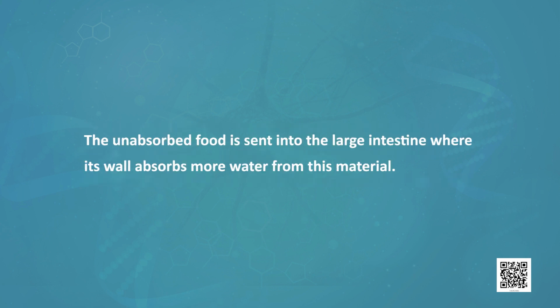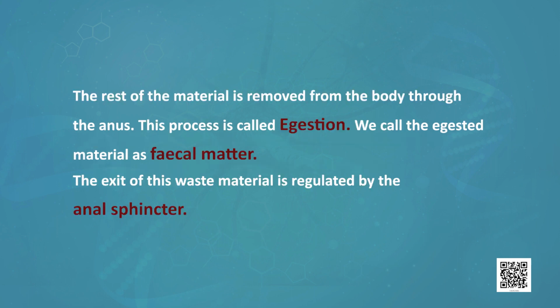The unabsorbed food is sent into the large intestine, where its wall absorbs more water from this material. The rest of the material is removed from the body through the anus. This process is called egestion. We call the egested material fecal matter. The exit of this waste material is regulated by the anal sphincter. So, this is how nutrition takes place in human beings.